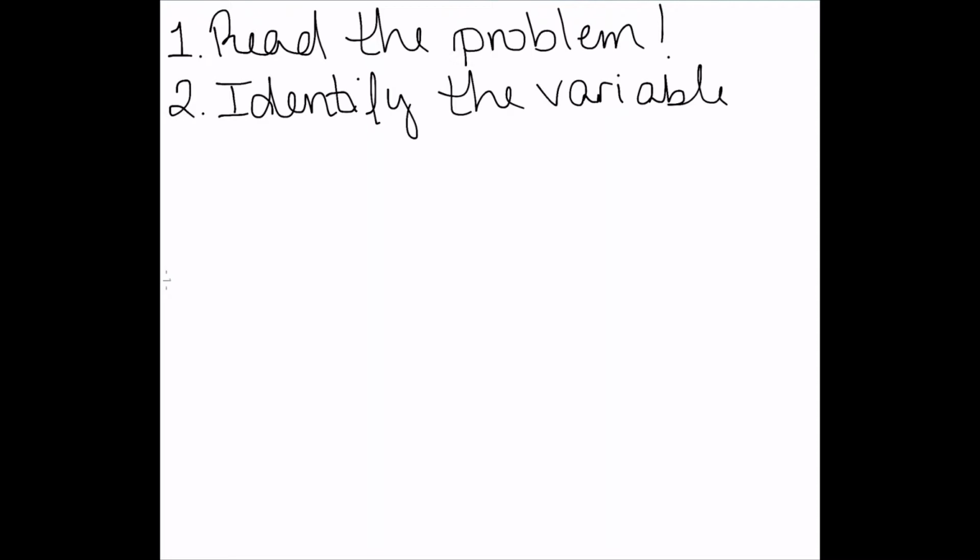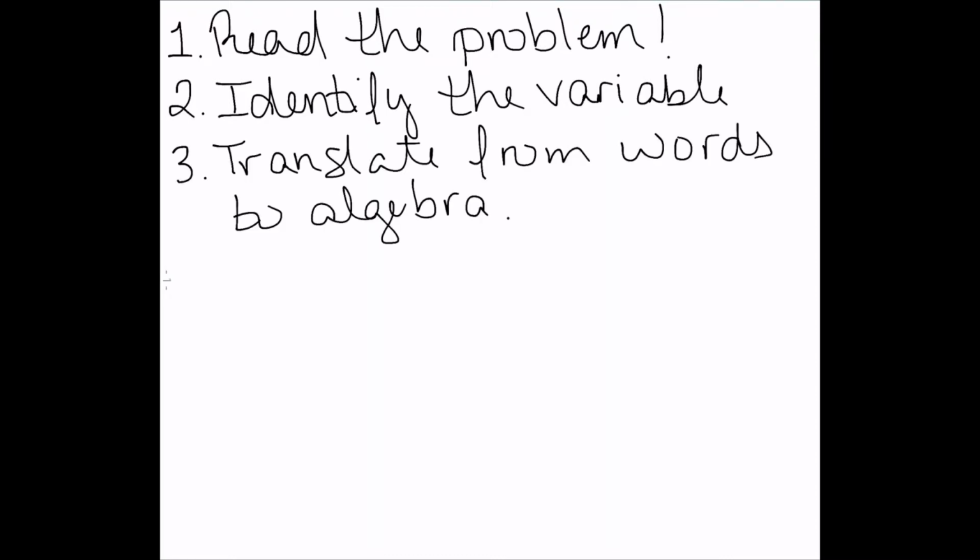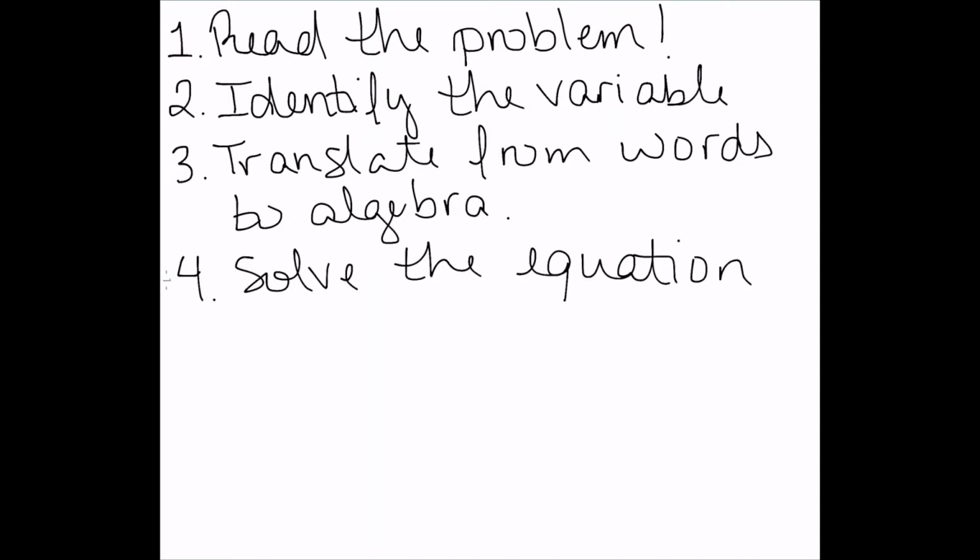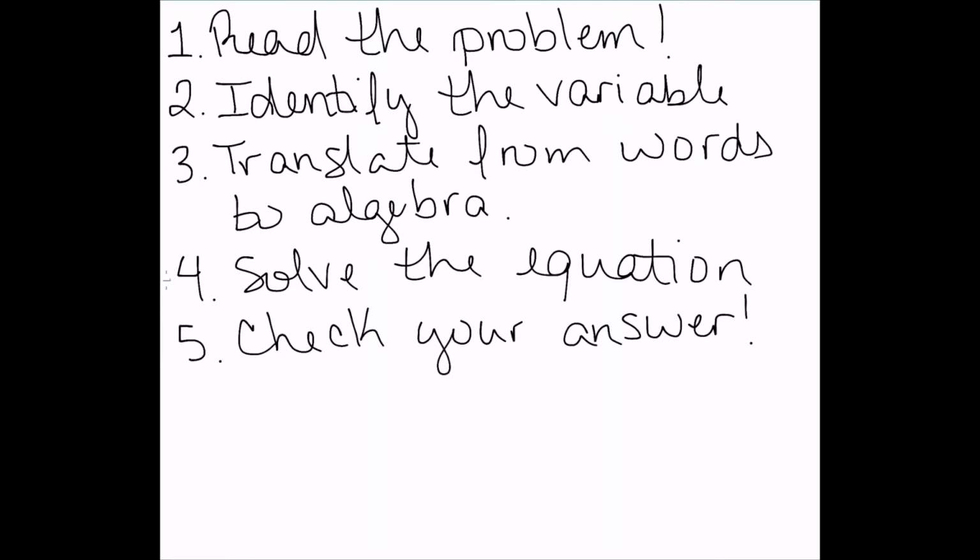The next step is identify the variable. Exactly what is it that you want to find and what letter are you going to use to find it? Third step, translate from words to algebra. Now is whenever we want to start actually writing down the equations and trying to figure out exactly what we want to do. Step 4, now that we have our equation, let's solve it. And then finally, step 5, check your answer.